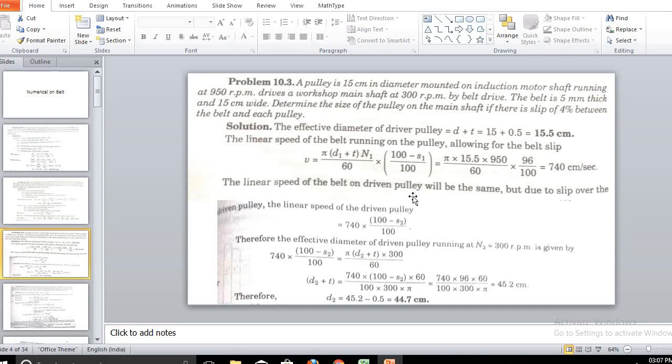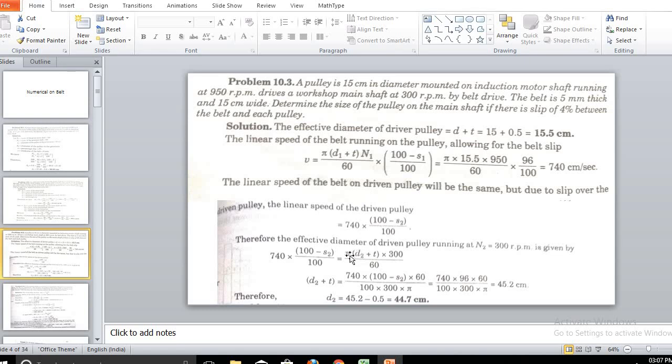So the linear speed of the belt on the driven pulley is also the same, but due to slip over the driven pulley, the linear speed of the driven pulley now becomes 740 into. Now this speed is again reduced due to slip present between the belt and the driven pulley. So this speed is reduced by 740 into this bracket, (100 minus s2) by 100.